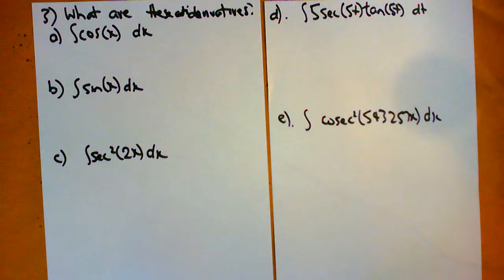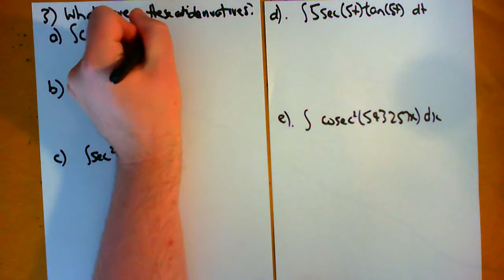Hello viewers, tutorial 11 question 3, and we are doing some antiderivatives, we are doing some integrals, using the differentiation table on your formula sheet. So if you look at that differentiation table, you find for question A we're integrating cosine of x, and you'll find that cosine is the derivative of sine. So, taking that statement backwards, the antiderivative of cosine must be sine of x.